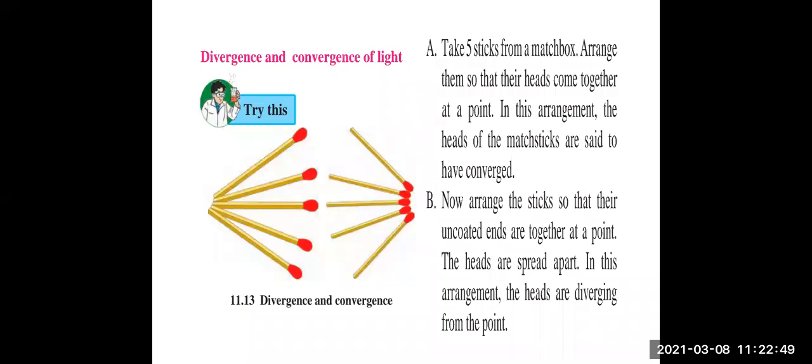This will help you to understand the concept of convergence and divergence. This is just a small activity which is going to help you to understand that when all the rays come at one point, they follow convergence, and when they are spread, they follow divergence. So coming back to our scientific topic for spherical mirrors, how do light rays follow divergence and convergence in our mirrors?